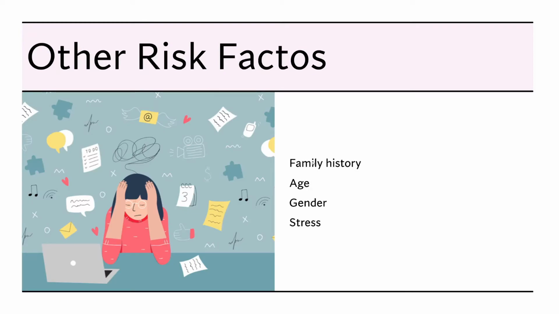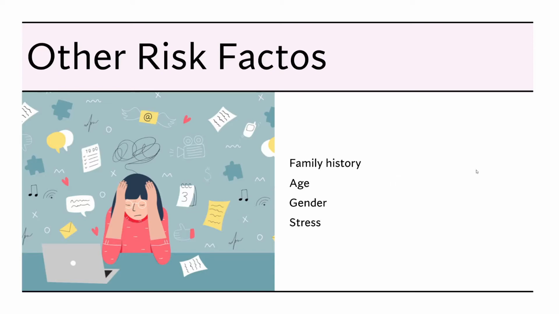There are other risk factors. Family history is huge. Genetics cannot be overestimated. The role of genetics is huge. It's not determinate. It's not like if you have a specific gene, you're going to get heart disease. It just might make you more susceptible to certain risk factors.